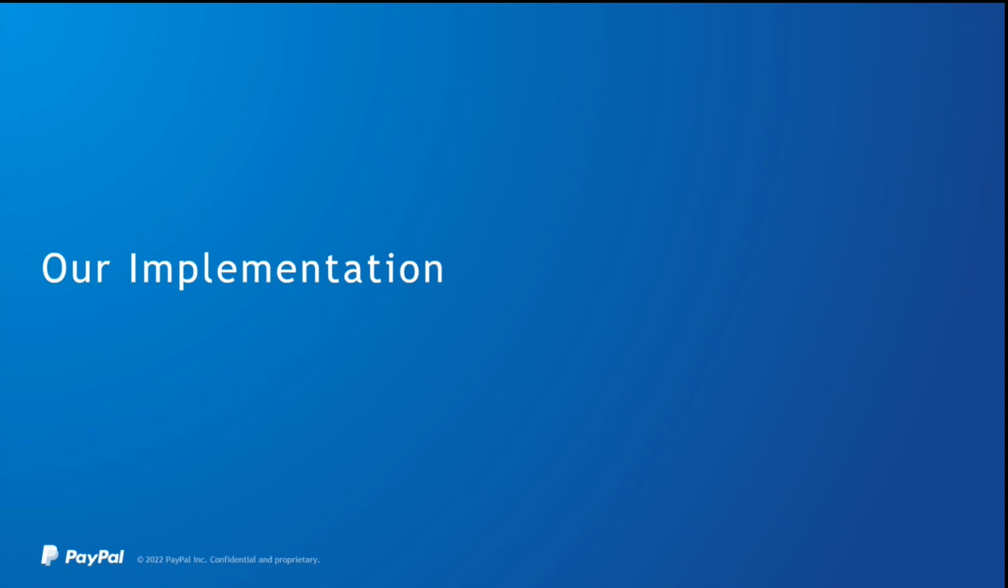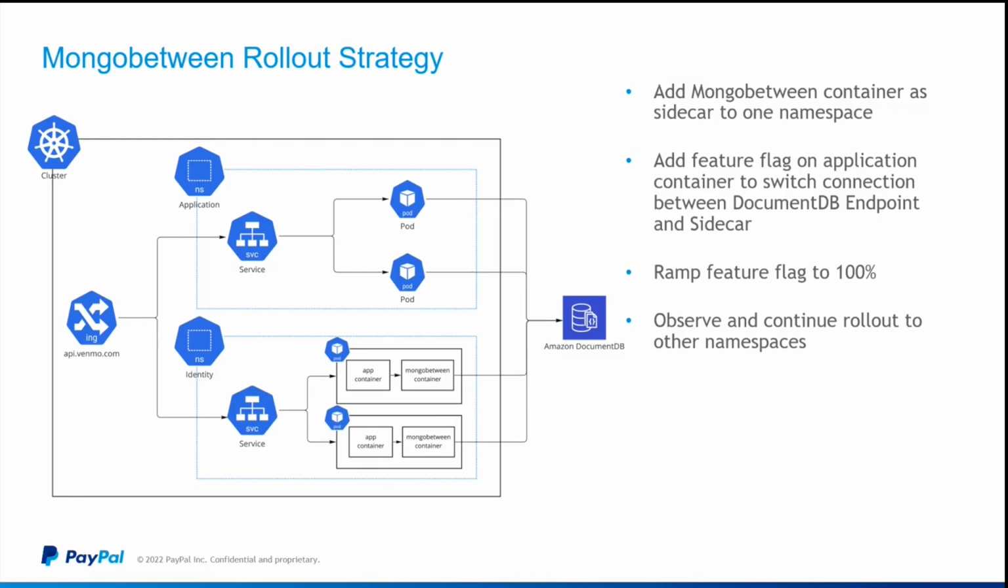Let's take a look at our implementation on how we added Mongobetween on our platform and how we rolled it out. So as you look at this diagram, we see two namespaces here, but in reality, we have multiple namespaces running in our platform. So the way we rolled out is we approach one namespace at a time, which is a gradual approach. And for a given namespace, we added Mongobetween container to run along with the application container.